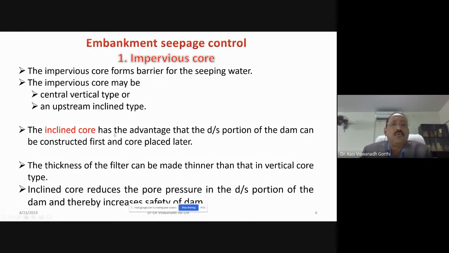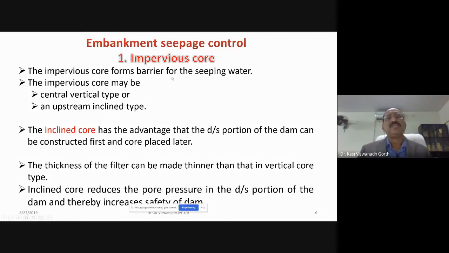So the inclined core has the advantage that the downstream portion of the dam can be constructed first and the core may be placed later. Once the dam is constructed, on the upstream side on the inclined face, this core may be joined there. The thickness of the filter can be made thinner than that in the vertical core type. Inclined core reduces the pore pressure in the downstream portion of the dam, thereby increasing the safety of the dam.